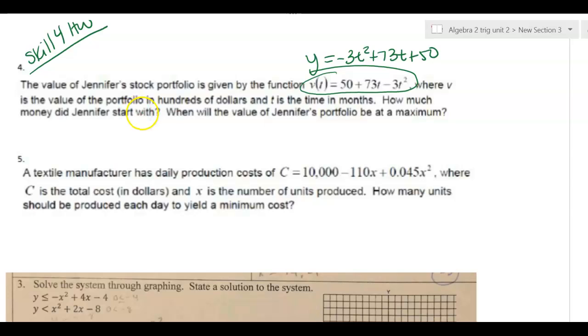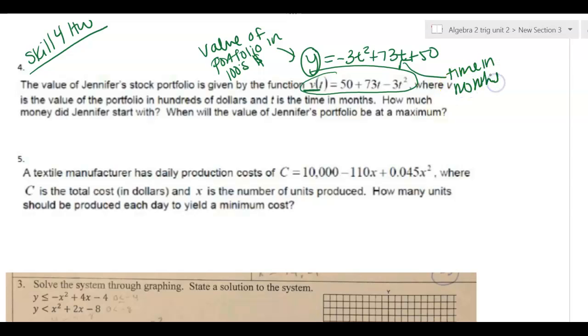is the value of the portfolio in hundreds of dollars. So see how V is in the Y spot? So this Y is the value of the portfolio in hundreds of dollars. And then it says, and T is the time in months. So my X or my T is time in months.